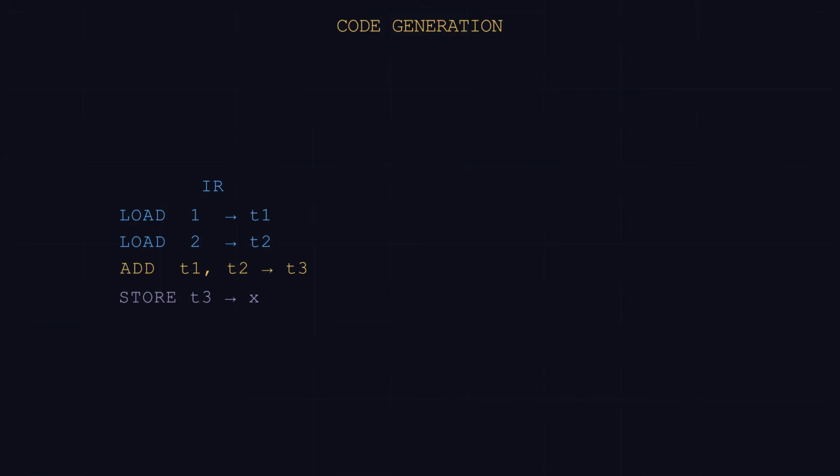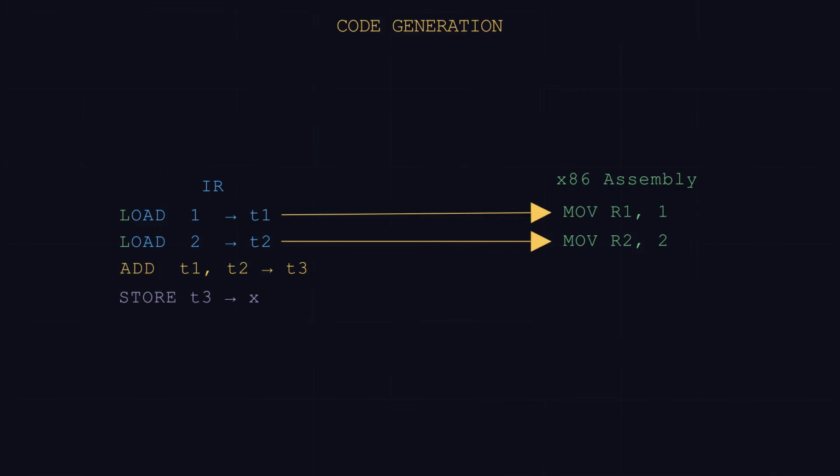The code generator maps each of these to real CPU instructions. Load becomes move the value 1 into register 1. The second load becomes move into register 2. Add becomes add register 1, register 2. The CPU physically adds the values in those registers. Store becomes move from the register into memory at X's address.